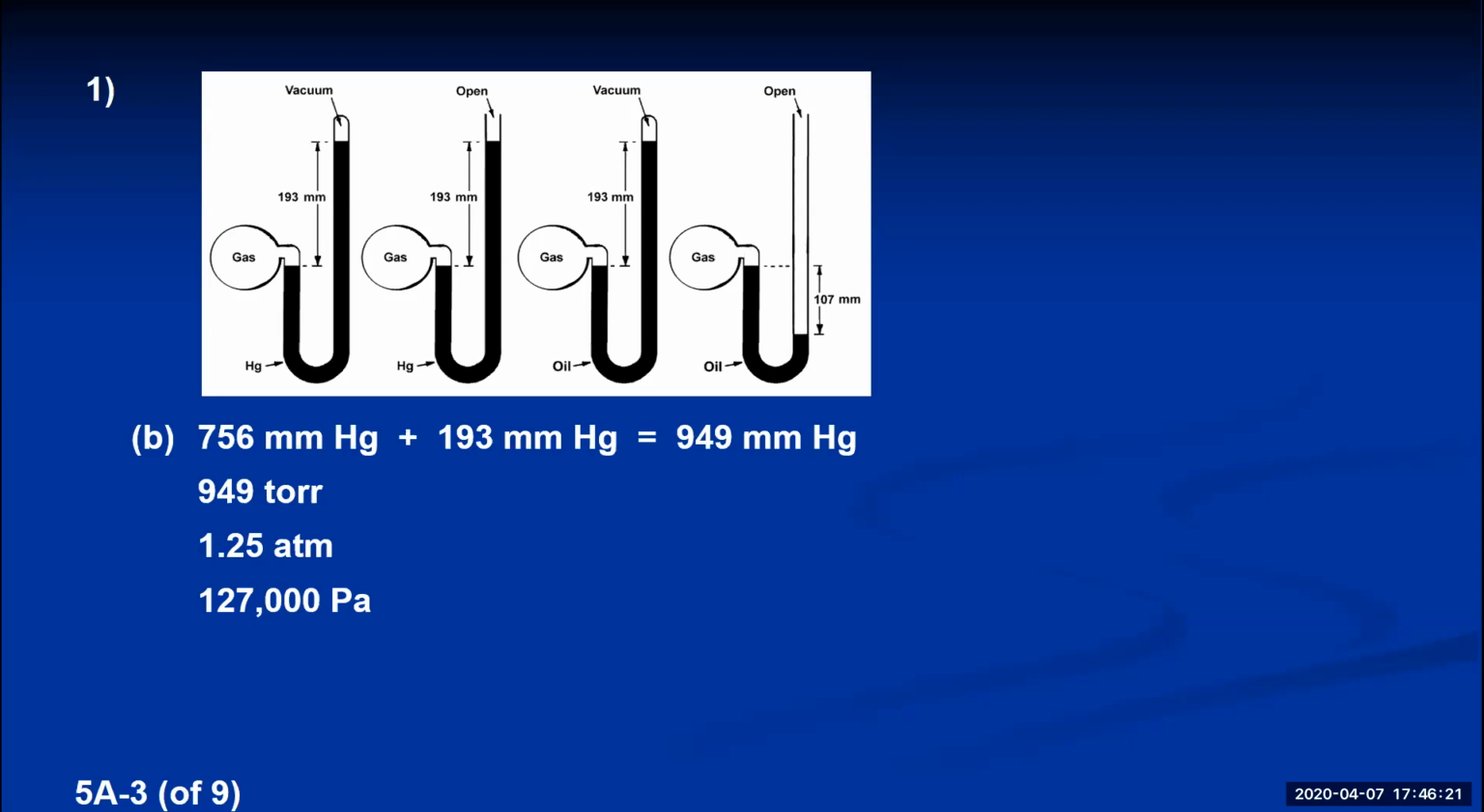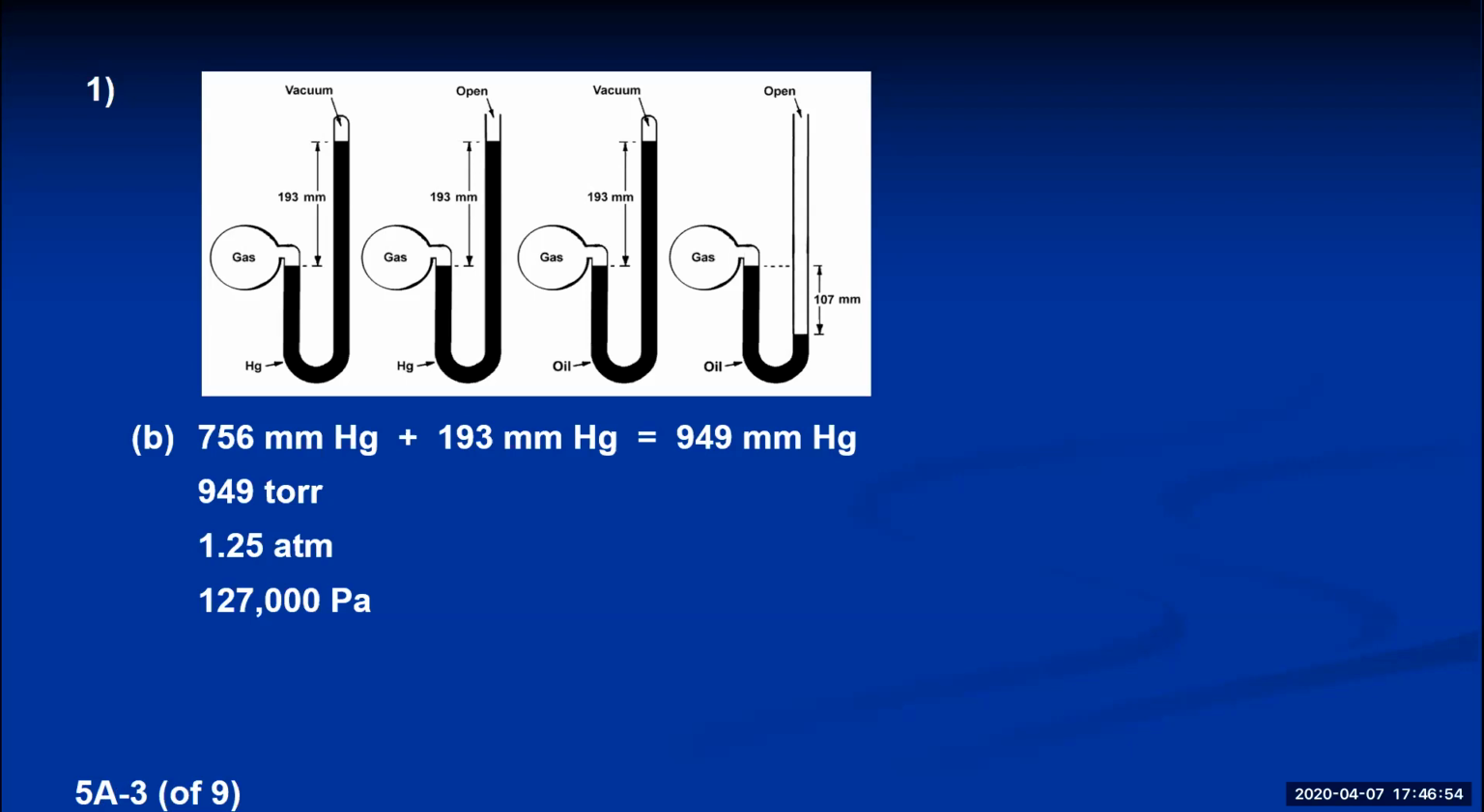For part C, we now have a gas trapped by, in this case, silicone oil. And the silicone oil is different than mercury in that it has a different density. Now, how you read the manometer is the same. You take the difference in levels, and because the gas is pushing down on the oil harder than the vacuum is, we would say the gas pressure is 193 millimeters of silicone oil more than the vacuum's pressure of 0. But they don't want the pressure in millimeters of silicone oil. They want it in millimeters of mercury.